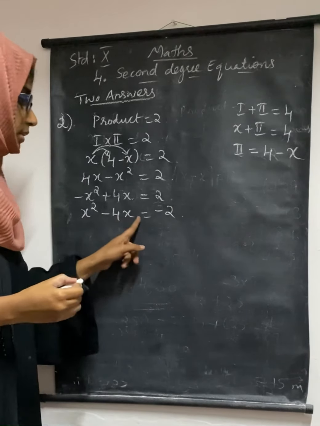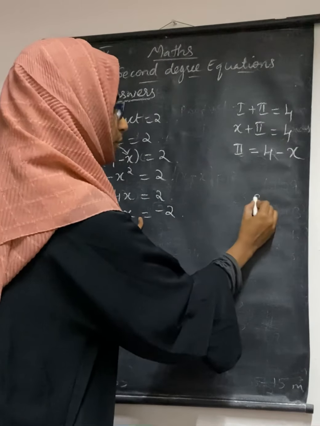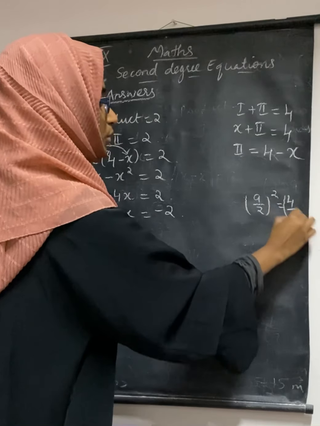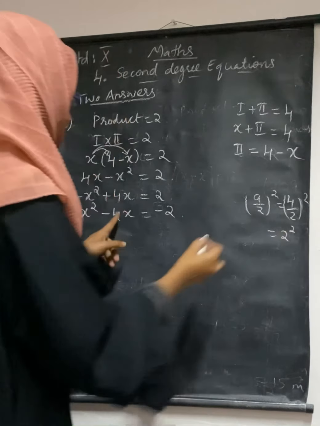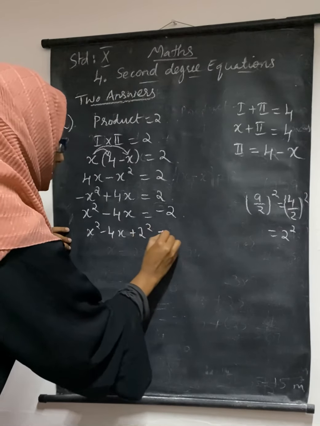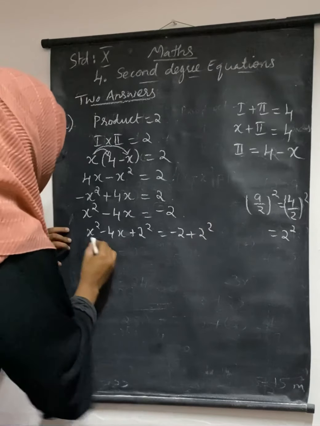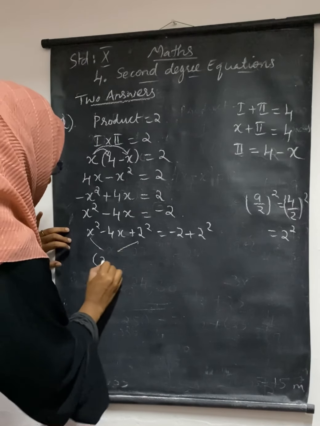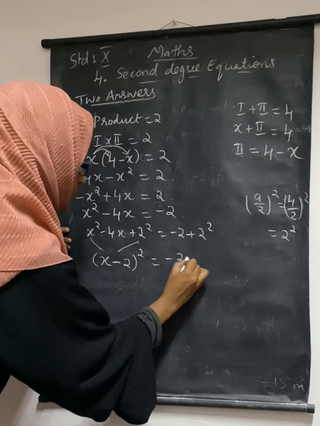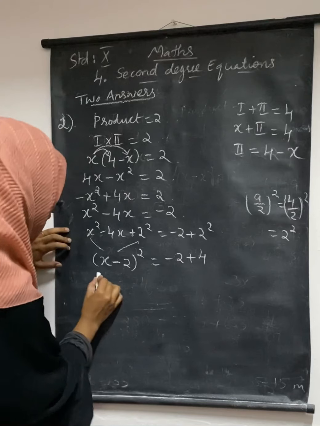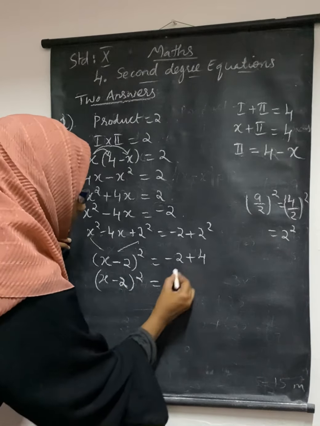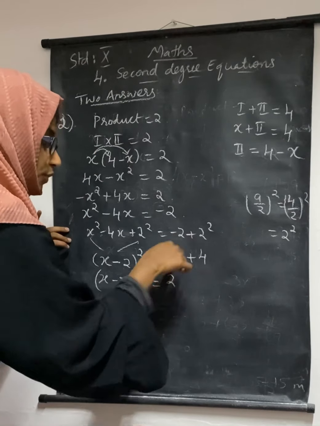Now first term, second term, the third term is missing, and you can find it out by (b by 2) whole square. Coefficient of x is 4, 4 by 2 whole square, that is 2 square. 2 square you have to add here. So x square minus 4x plus 2 square is equal to minus 2 plus 2 square. So the first number and last number you have to put inside the bracket: (x minus 2) whole square is equal to minus 2 plus 4, which is 4 minus 2, that is 2.